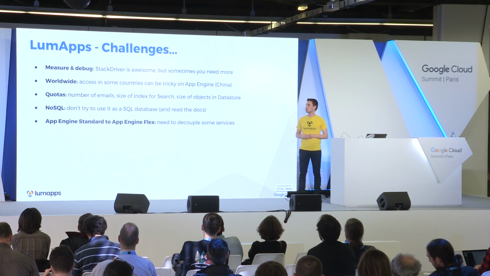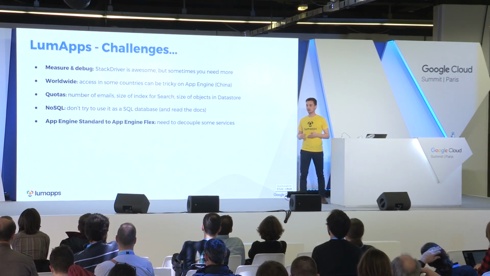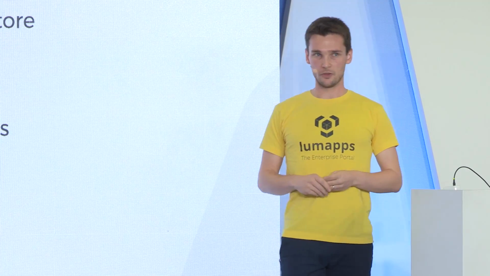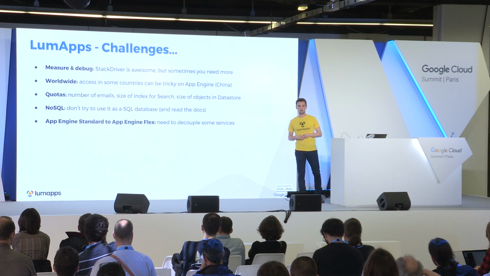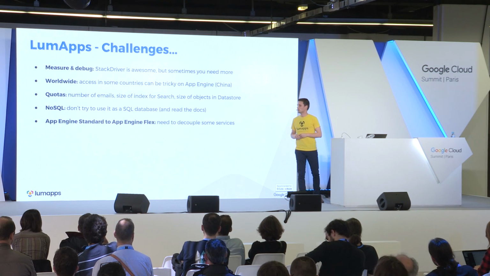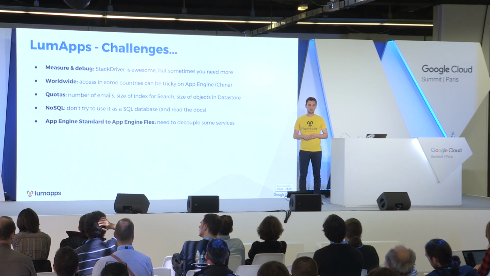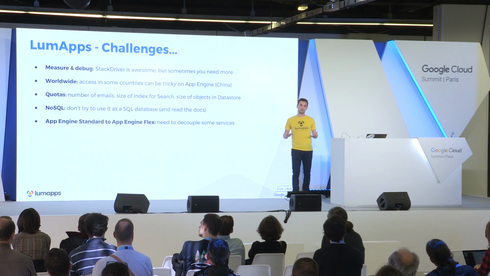So everything is great with App Engine, but we have a few challenges today. The first one is about measuring and debugging. App Engine comes with Stackdriver, which has a lot of features to do some logging, some analytics on the code, some debugging. So it's really great. It's really good to have access to all the logging system and to be able to search inside the logs. But sometimes you need more. You need to have an agent installed on the machine, and you can't do this with Standard. So for instance, if you want to use a tool like New Relic or Datadog, you won't be able to do it with Google App Engine Standard, and you will have to move to Flex.